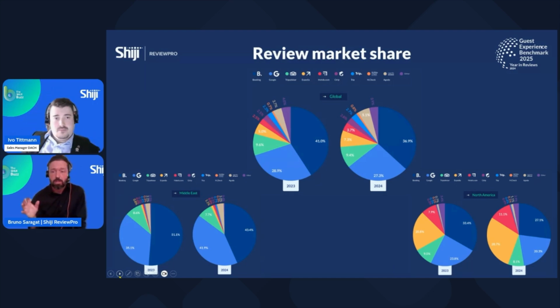Whilst, for instance, we can compare this to the North American one, which is far more varied. There are more sources, and even minor sources have a 3% market share, which is something that is surely benefiting the variety of sources that the prospect or guests can choose to read reviews and to book hotels.